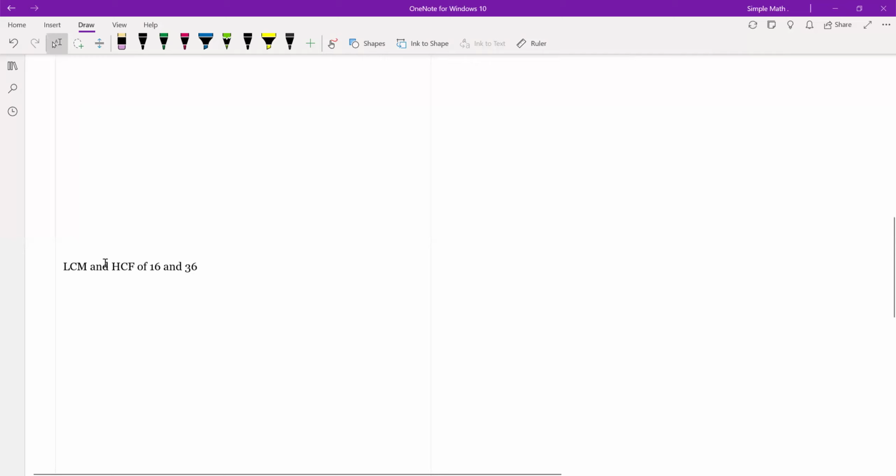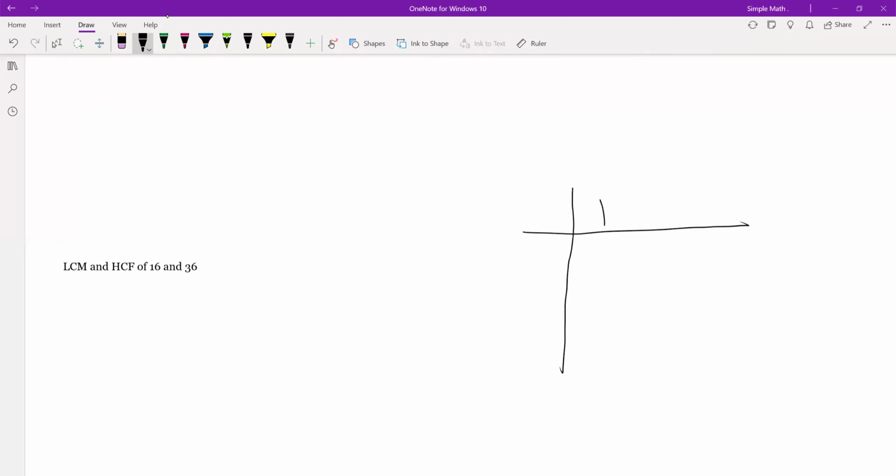So let's do it. We can use this table to find both of them. That's the interesting thing about this table. That's what I like about it. You can use the table to find both of them. Okay, so let's do it. Just follow me here.